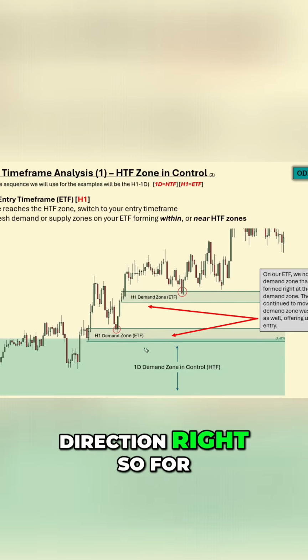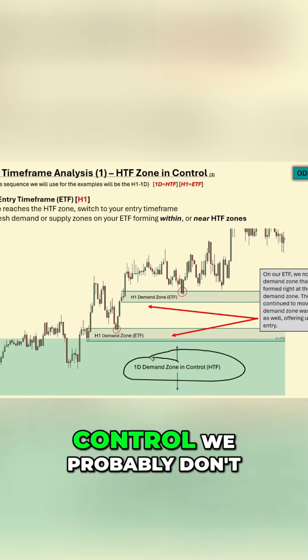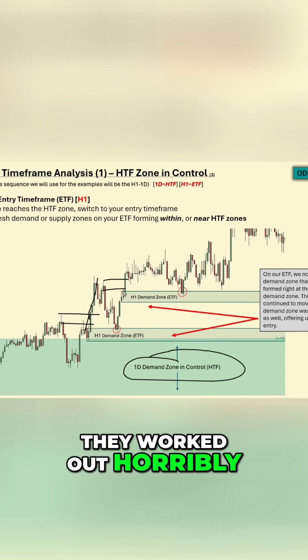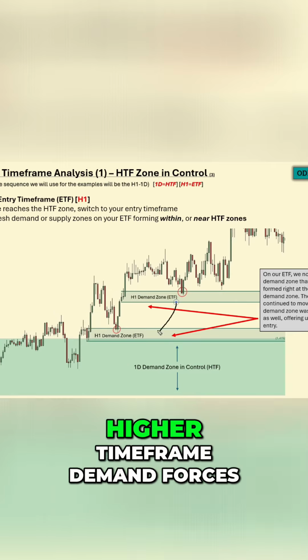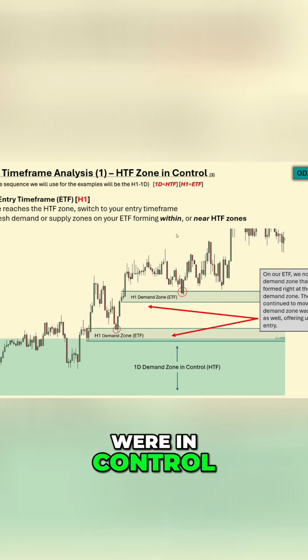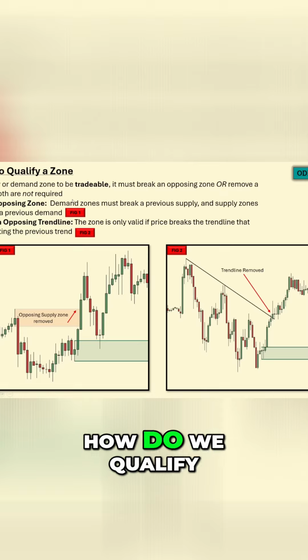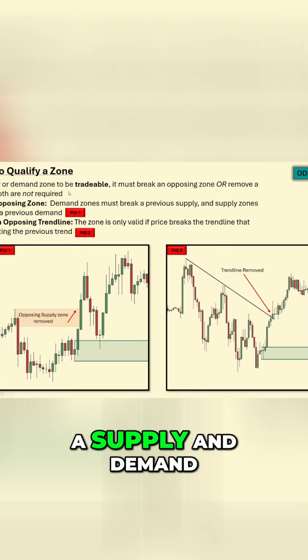same direction, right? So for example, our higher time frame demand comes in control. We probably don't want to be taking short trades, right? And as you can see, they worked out horribly. And why? Because our higher time frame demand forces were in control. Hopefully that makes sense. So we also, how do we qualify a supply and demand zone?